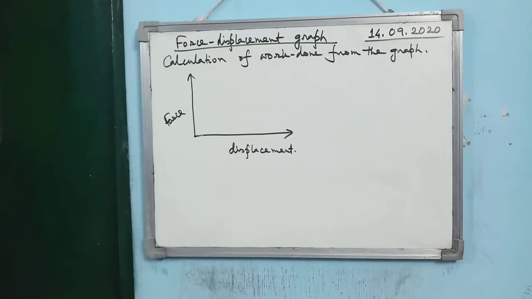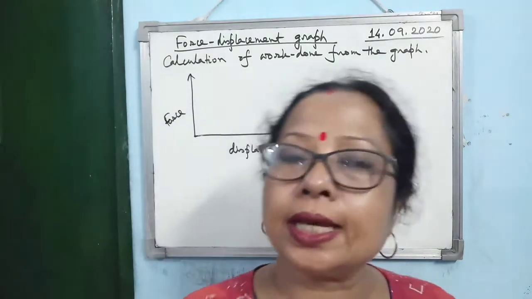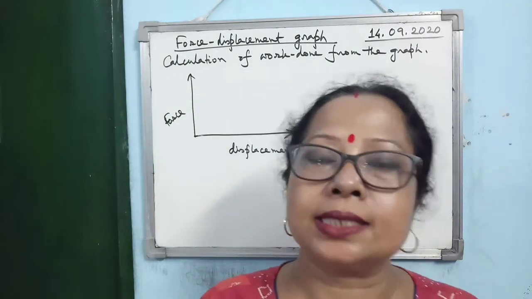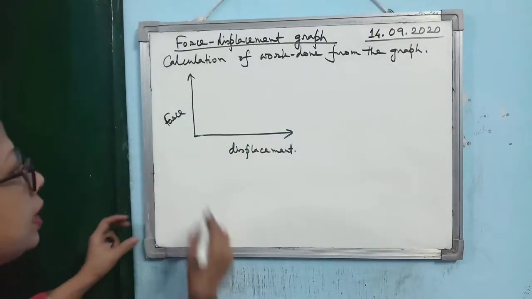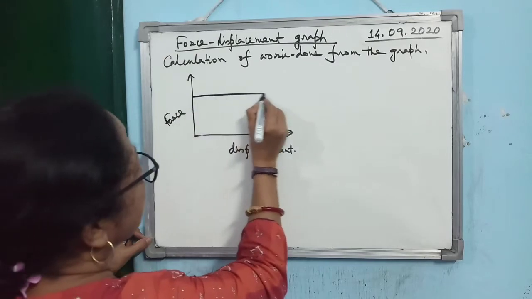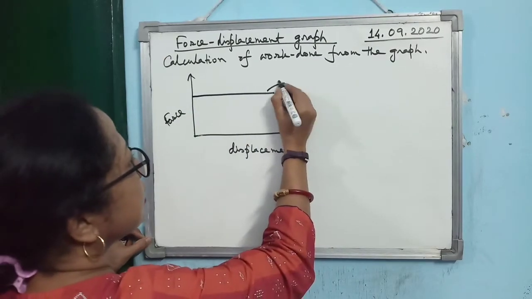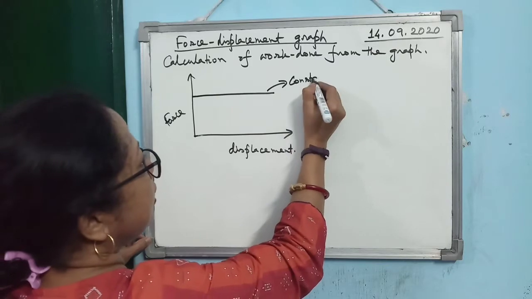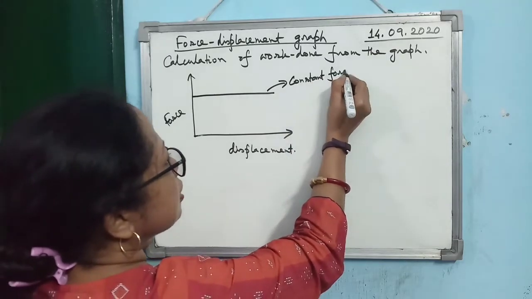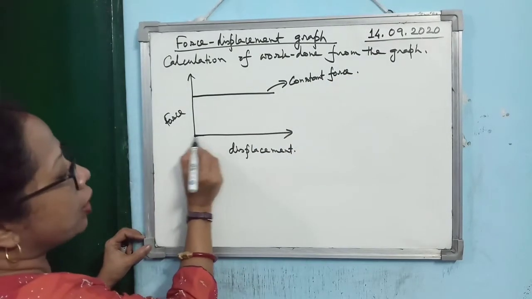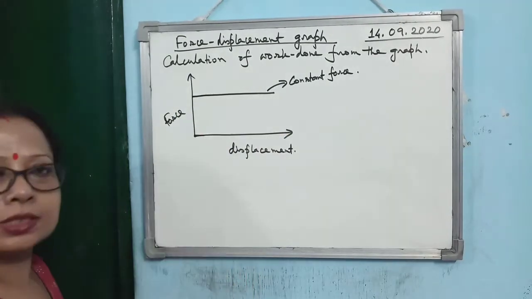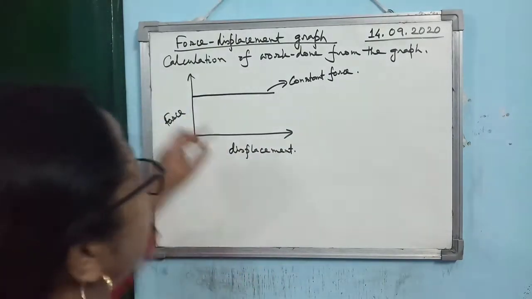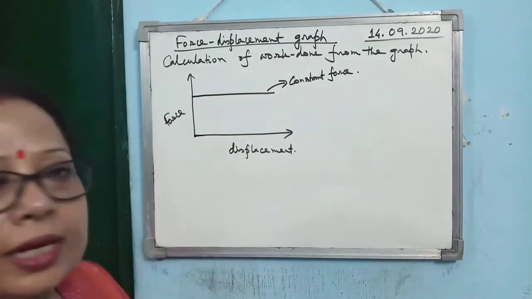Now if you consider the force versus displacement graph, it's very important in physics. You are plotting force along the y-axis and displacement along the x-axis. If the force is a constant force, what will be the nature of the graph? It will be a straight line parallel to the displacement axis, because the displacement is increasing, but the force acting on the body is constant.